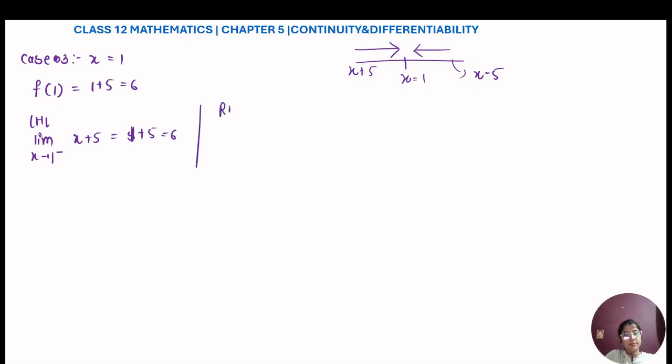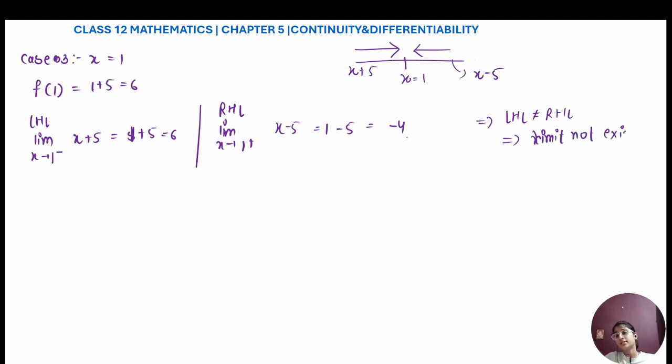Now move to the right hand limit. Our right hand limit will be the limit as x tends to 1 plus. The function is x minus 5, so this will be 1 minus 5, which is minus 4. Now see, from here your left hand limit is not equal to your right hand limit. So what does it mean? The limit does not exist. And when the limit does not exist, there is no point in checking equality between the function value and the limit value. So we easily conclude that f is not continuous at x equals 1.